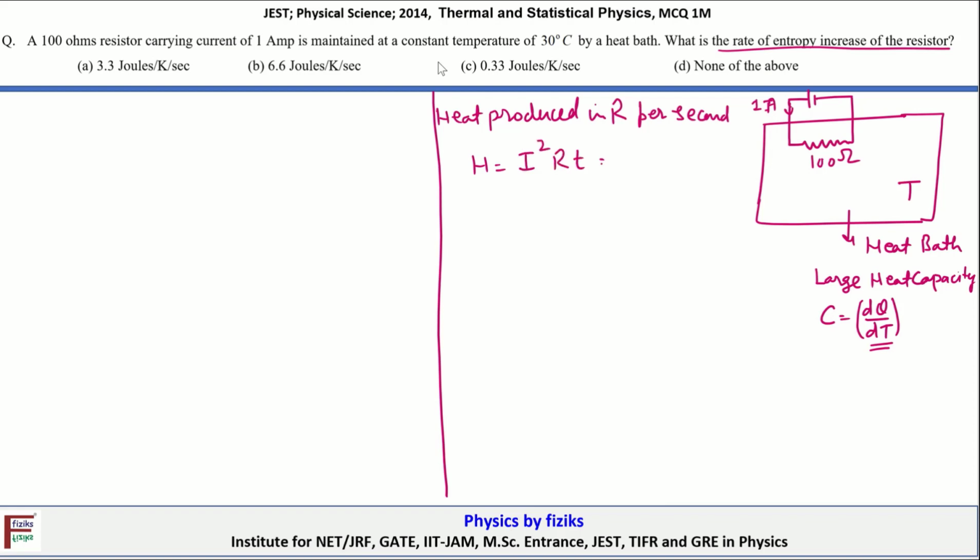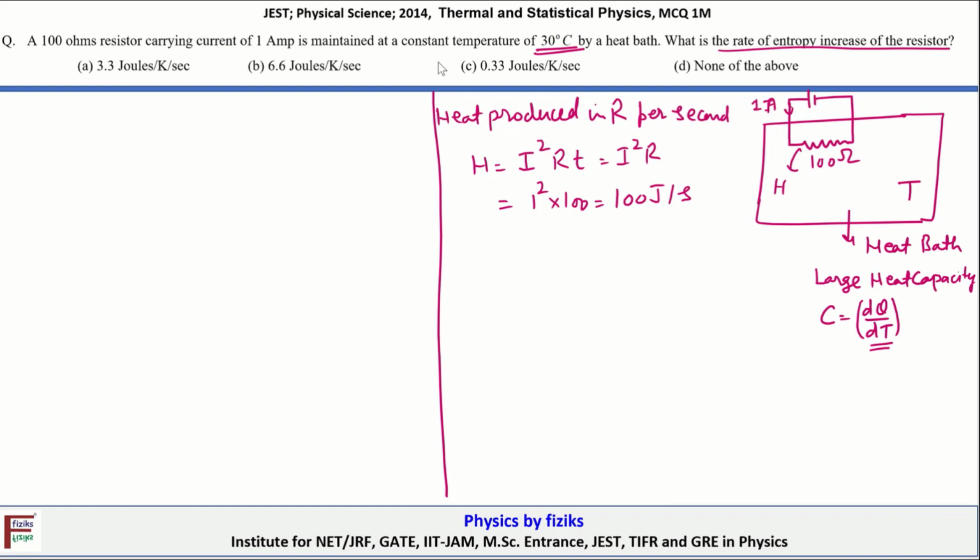T is 1 second here, so that is equal to I squared R, and that is equal to I is 1 ampere, so 1 squared into 100, that is 100 joule per second of energy is produced in the resistor. But remember that this energy is shared immediately with the heat reservoir, so that the temperature of the resistor doesn't change. It's given in the statement. The temperature of the resistor is always the temperature of the heat bath, that's 30 degrees Celsius.